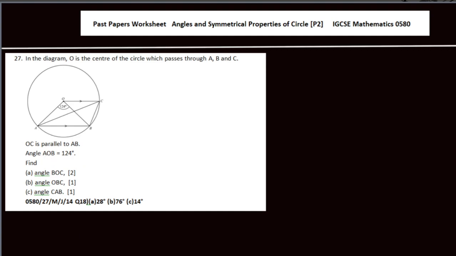Okay, in the next question we have to first find angle BOC. BOC, this angle. So now this angle is alternate to this angle, and then these two lines are the radii, so this would also be the same. So let's say this is x, this is x, then this is x as well. Now I can find x, BOC, by doing 180 minus 124 divided by 2, which gives me 28. So the first answer is 28.